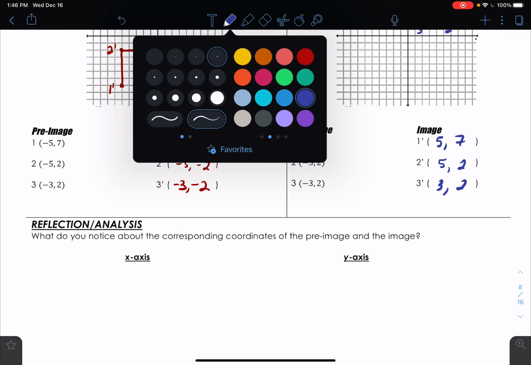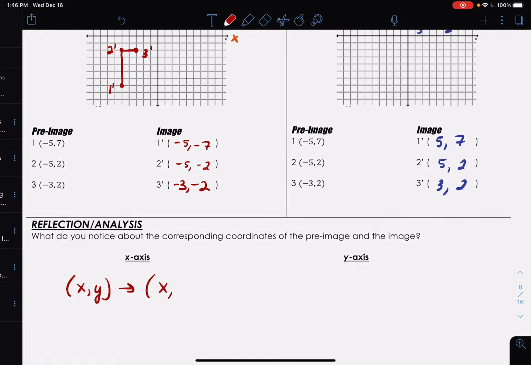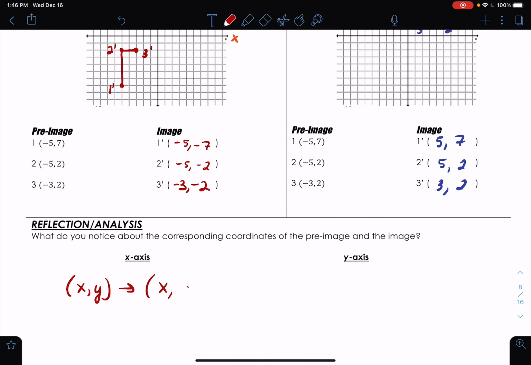If I reflect over the x-axis, my x-coordinate is going to stay the same, but my y-coordinate is going to be negated. I'm going to take the negative or the opposite of my y-coordinate, because I'm flipping over the x-axis. The x-coordinate stays the same, the y-coordinate is changing.